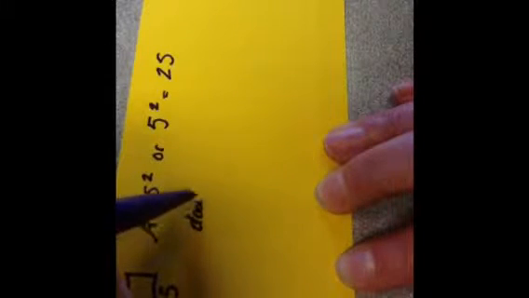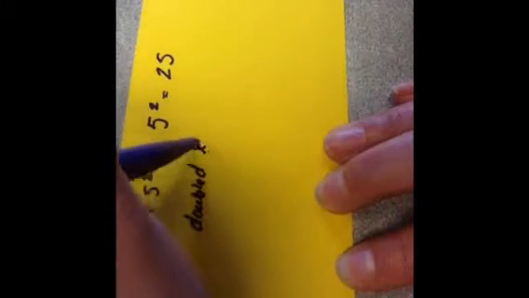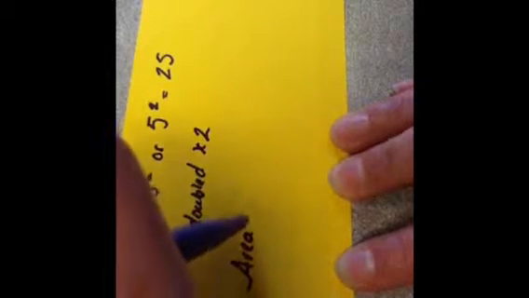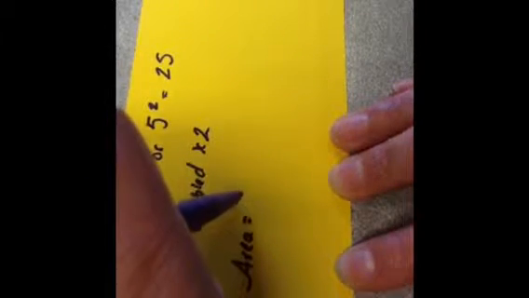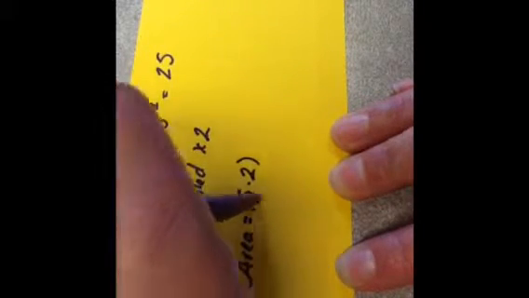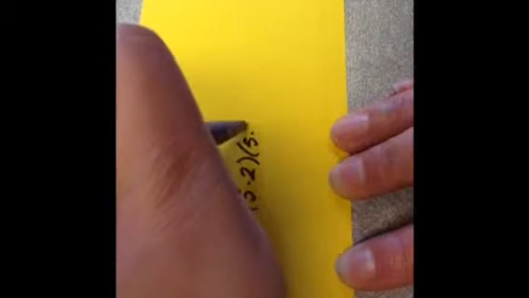So the area of a square, the formula is s squared. The square that I'm showing you here, the side length is 5, so 5 squared equals 25. Let's say I doubled the dimensions, multiplied it times 2. That would mean 5 times 2 times 5 times 2, which is 10 times 10, which equals 100.